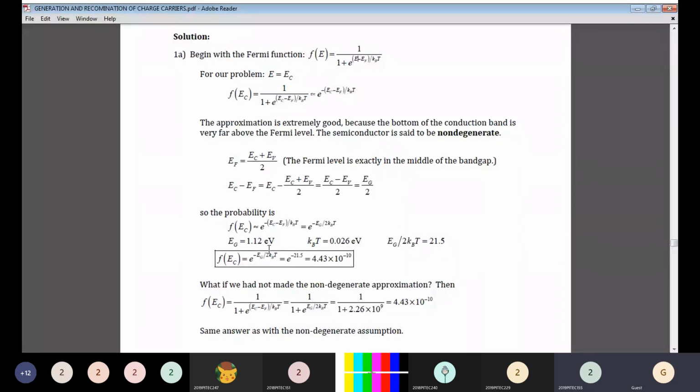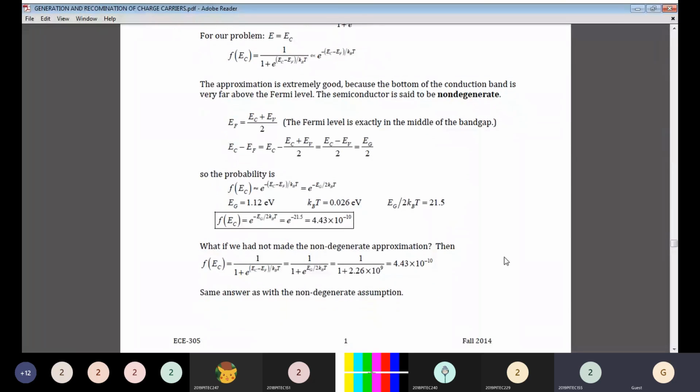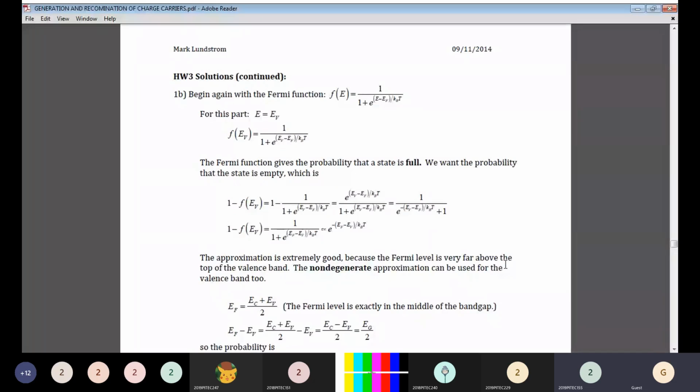Now E_G is equal to 1.12 electron volt, k_B T equal to 0.026 electron volt. Now E_G by 2 k_B T equal to 21.5. f(E_C) is equal to e to the power minus E_G by 2 k_B T equal to e to the power minus 21.5 equal to 4.43 times 10 to the power minus 10. What if we had not made the non-degenerate approximation? Then f(E_C) is equal to 1 divided by 1 plus e to the power (E_C minus E_F) by k_B T, which is equal to 4.43 times 10 to the power minus 10. It is the same answer as with the non-degenerate assumption.